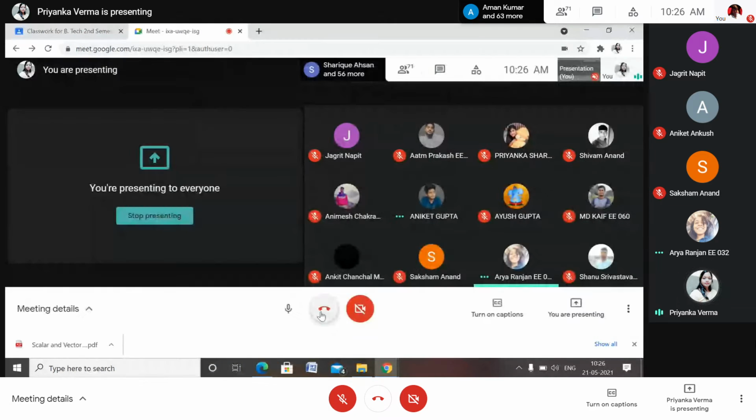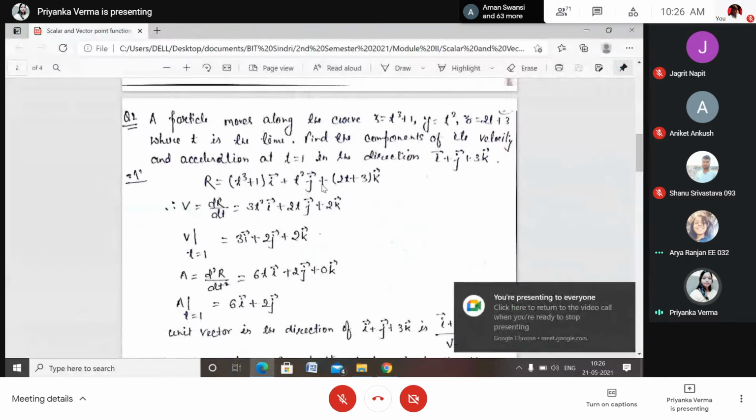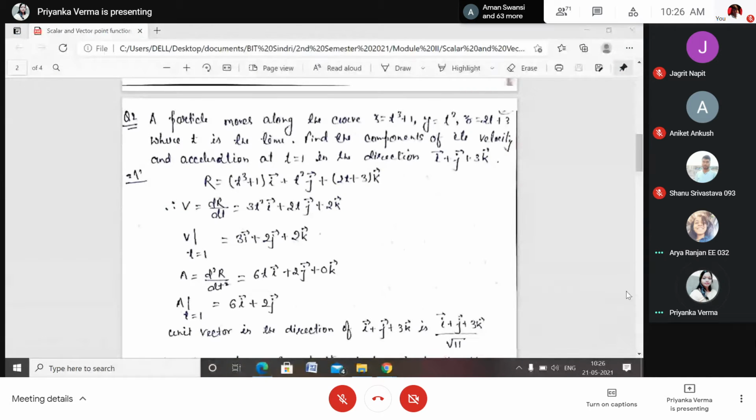First of all, we have to take it in our position vector r, the vector function. So r is equal to, as we know, xi plus yj plus zk. So instead of x, y and z, I am writing t cube plus 1, t square and 2t plus 3. Now you have to find the velocity. So v is equal to dr by dt: differentiating t cube gives 3t square, differentiation of t square gives 2t, and differentiation of 2t plus 3 gives 2.